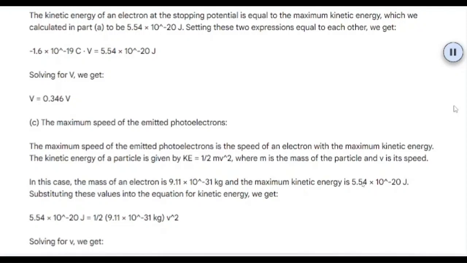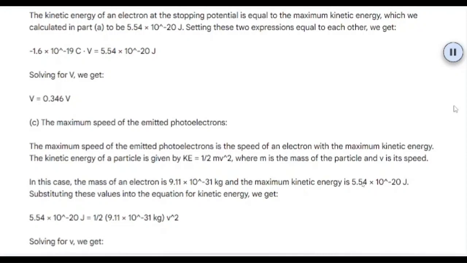C. The maximum speed of the emitted photoelectrons. The maximum speed of the emitted photoelectrons is the speed of an electron with the maximum kinetic energy. The kinetic energy of a particle is given by KE equals 1/2 mv², where m is the mass of the particle and v is its speed.